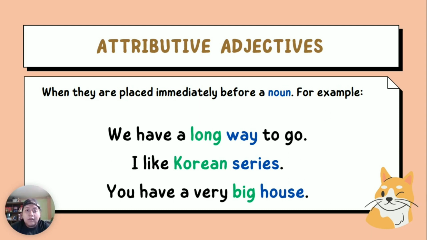Attributive adjectives. When they are placed immediately before a noun. For example, we have a long way to go. Long is our adjective and way is the noun. Next example. I like Korean series. Korean is the adjective and series is the noun. You have a very big house. Big is the adjective and house is the noun.